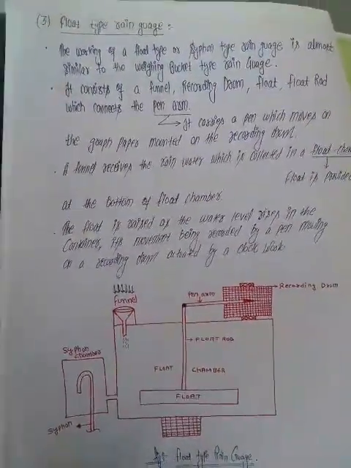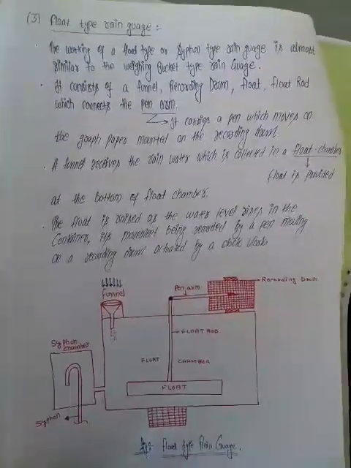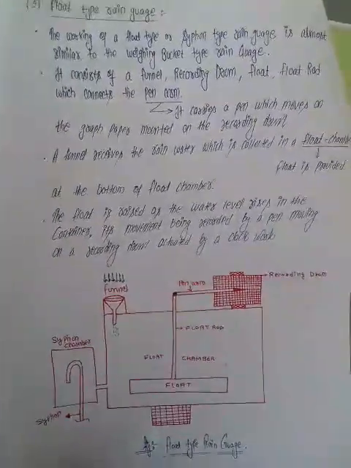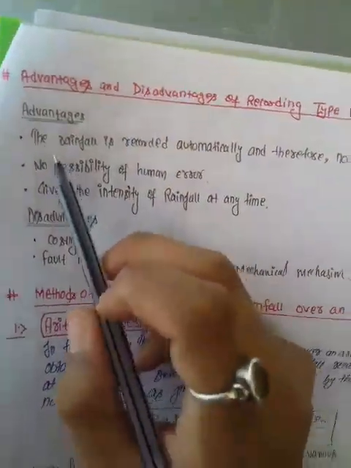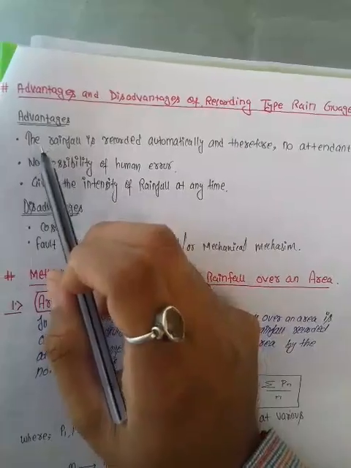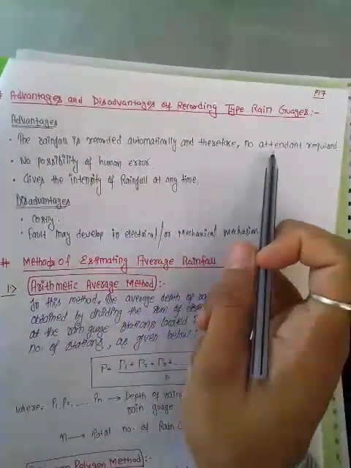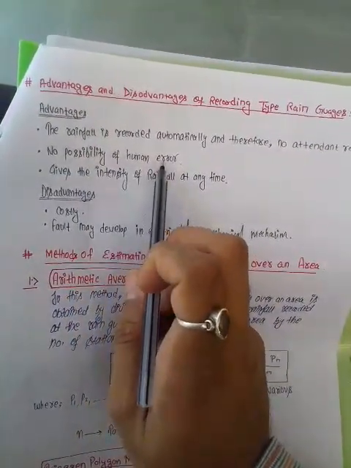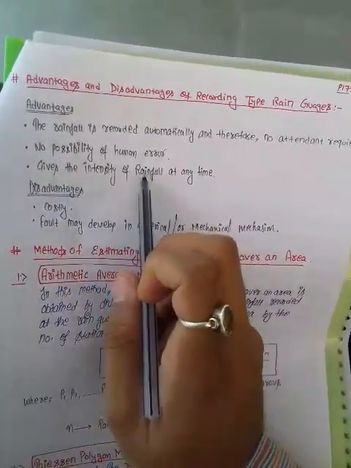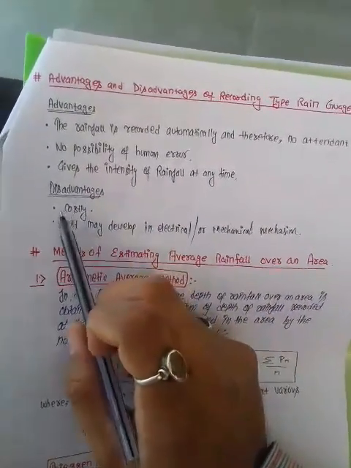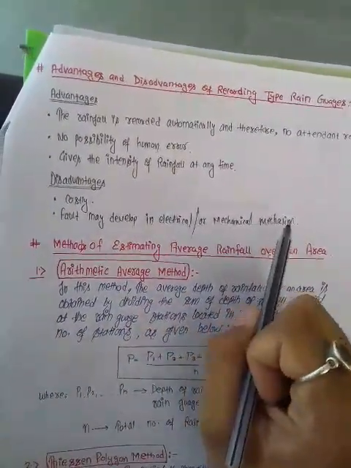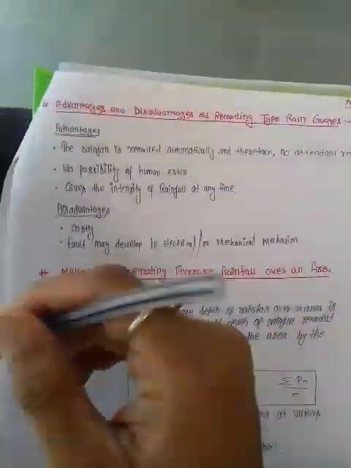So we have discussed the non-recording and the recording types of rain gauge. Everything has advantages and disadvantages too, so let us see the advantages and disadvantages of the recording type of rain gauge. The rainfall is recorded automatically and therefore no attendant or labor is required. There is no possibility of human error. Its accuracy is very high. It gives the intensity of the rainfall at any time. Disadvantage: it is a very costly process. Faults may develop in the electrical or mechanical mechanism. These are the advantages and the disadvantages.